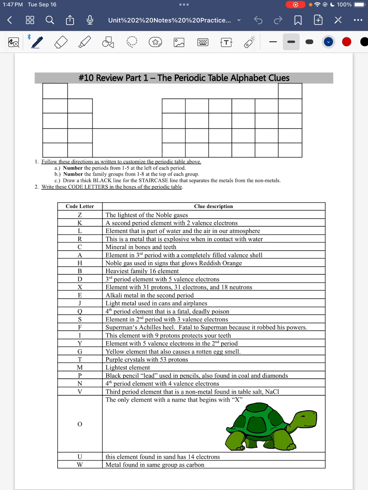Good afternoon. In this video, we're going to walk through Activity 10, Review Part 1, which is a periodic table alphabet clues. So the first thing it asks us to do in Directions A is number the periods 1 to 5 and number the family groups 1 to 8 at the top of each group. So I'll start that now.